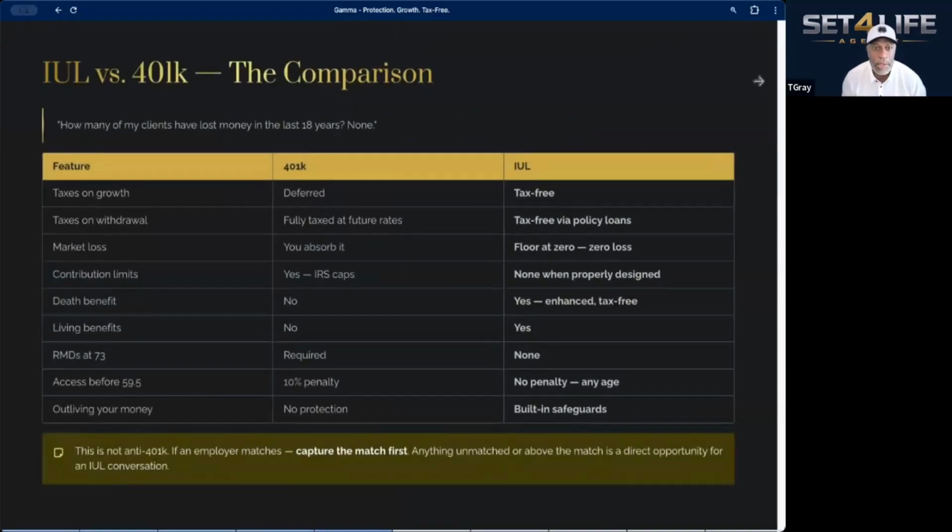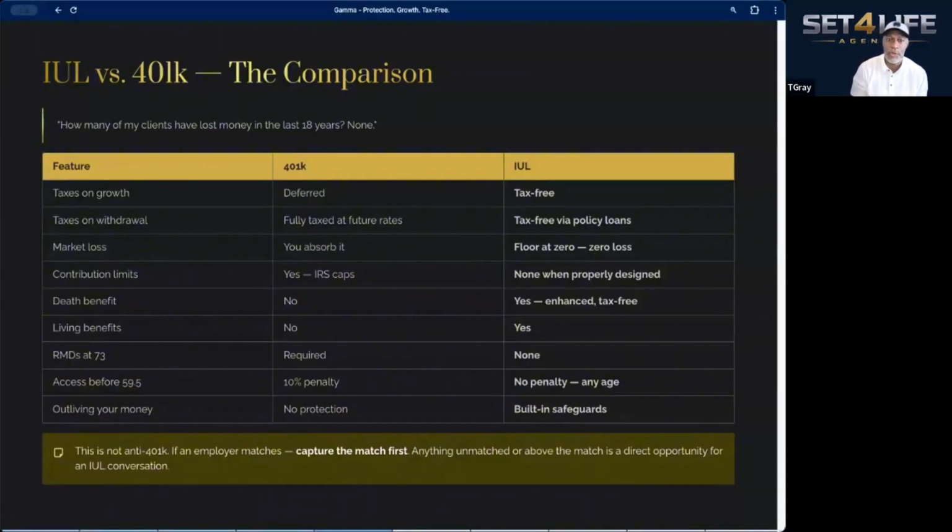So let's compare an IUL to a 401k, okay? And the question that you should ask your client, this is one of the questions you want to write down, and you want to remember, and you want to ask, is how many of my clients have lost money in an IUL in the last 18 years? None, right?